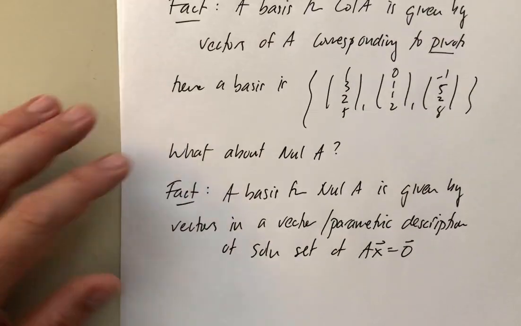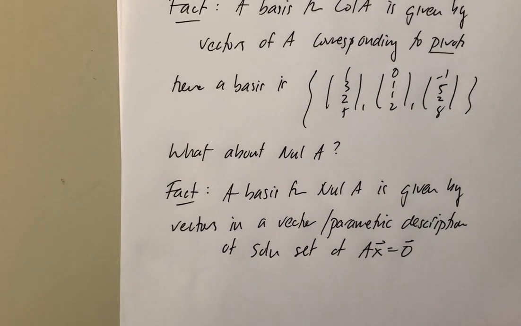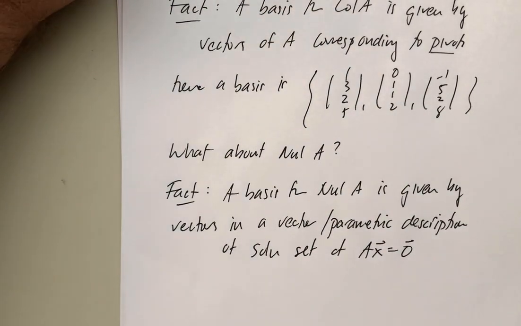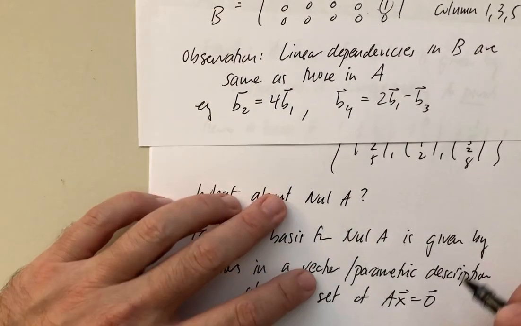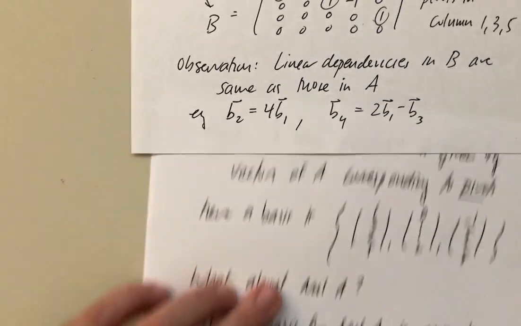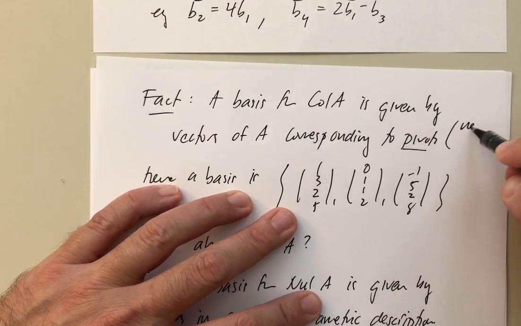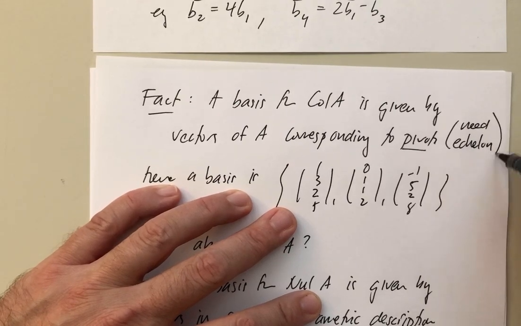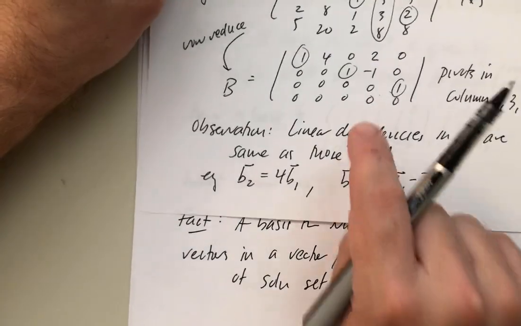So remember, the null space is by definition the solution set of the homogeneous equation. And we've already been doing this. We've been talking about how to describe the solution set in terms of linear combinations. And if you think about it, what we were doing is actually finding a basis. So let me go back to our example here. Here I need the reduced echelon form. When I was talking about the column space, I only needed the echelon form because I only needed to know where the pivots are. But for a basis of the null space, I actually need the reduced echelon.